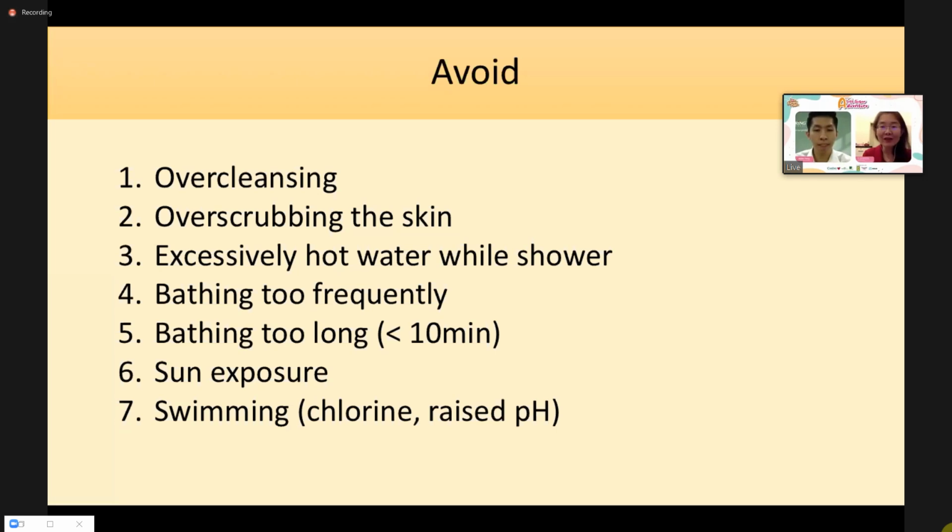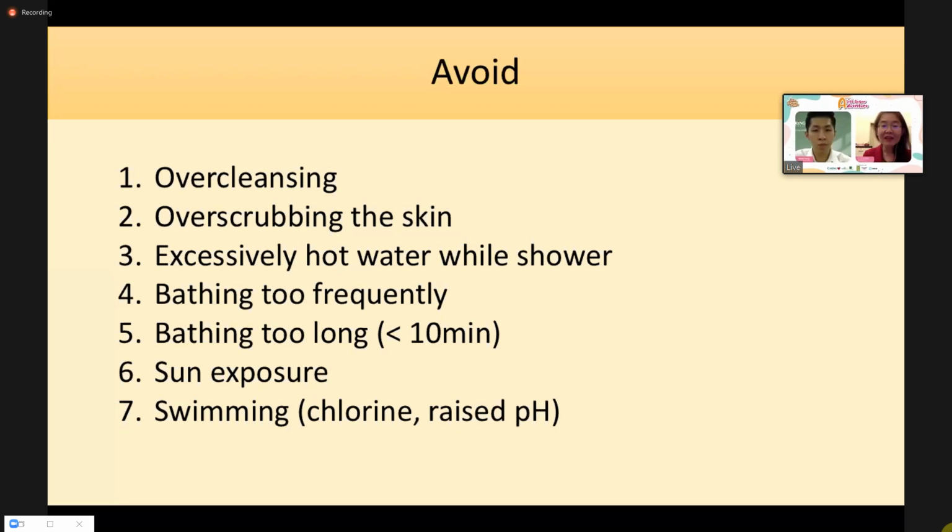If you over-cleanse your hand, you're going to disrupt your skin. It's going to cause a disruption in the skin barrier. It's going to extract all your natural moisturizing factor. So you will end up with very dry skin, and the skin may crack.